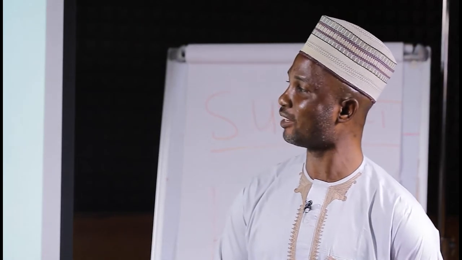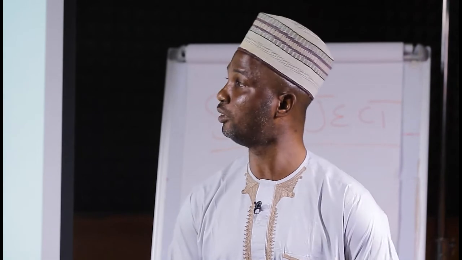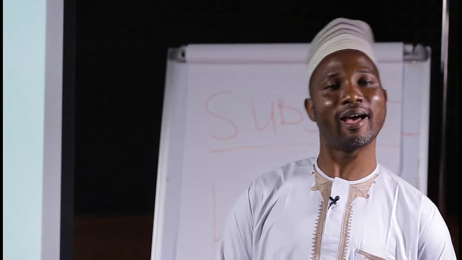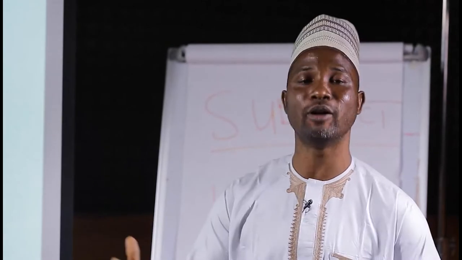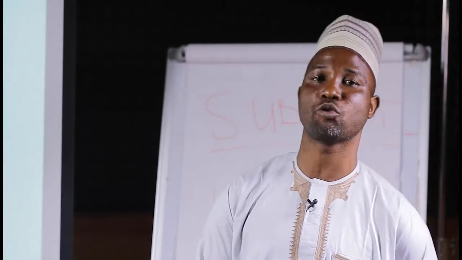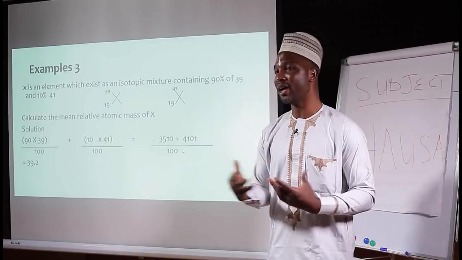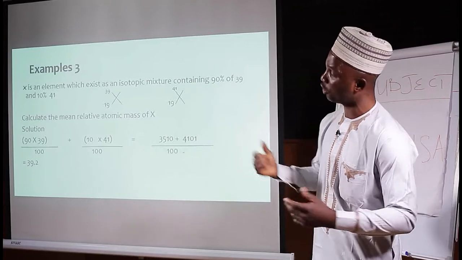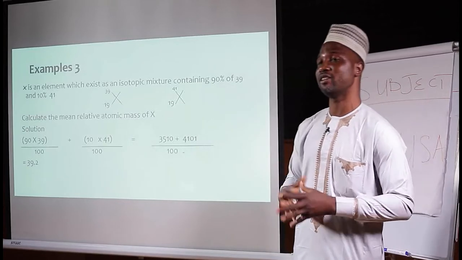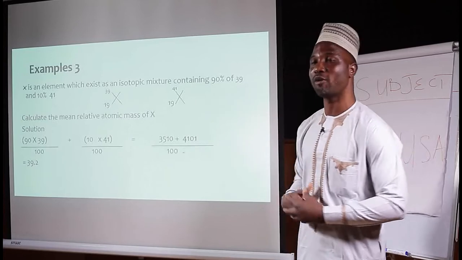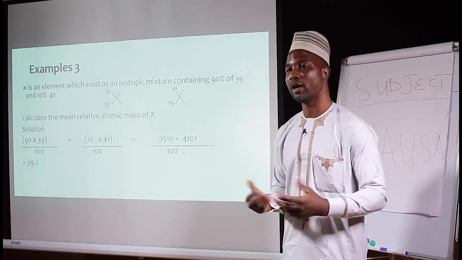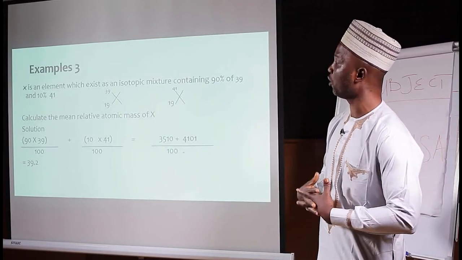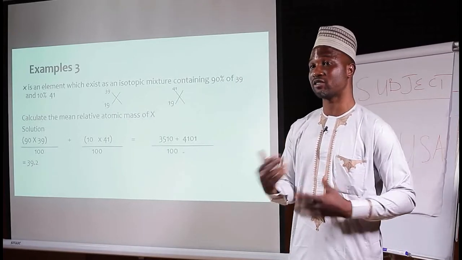My wonderful viewers at home, like I said earlier on, sometimes you'll be given an isotopic mixture with different relative abundance in the atmosphere. And you'll be asked to calculate the relative atomic mass or the mean atomic mass. Now, there are 2 ways to go about it, which I will take through as we round up today's lesson. Remember, I said this lesson is coming in 2 series. So watch out for the next series where I will be doing more examples, and I'm sure it will help you as you understand these concepts better.